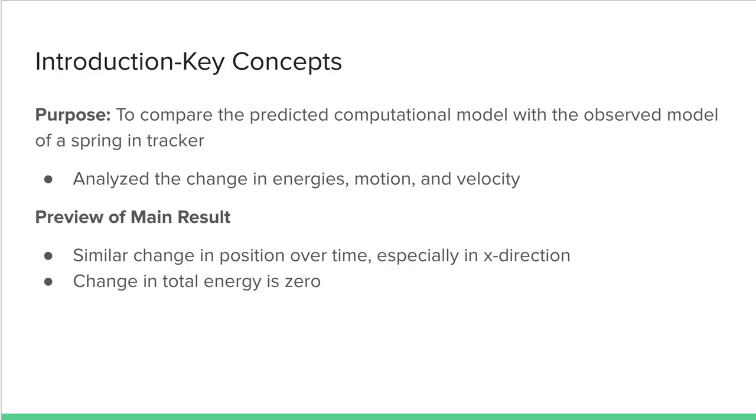Oscillations. The purpose of this lab was to compare the predicted computational model with the observed model of a spring and Tracker. The preview of the main result was that there was a similar change in position over time, especially in the x direction, and the change in total energy is 0.